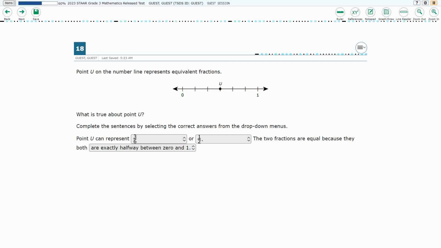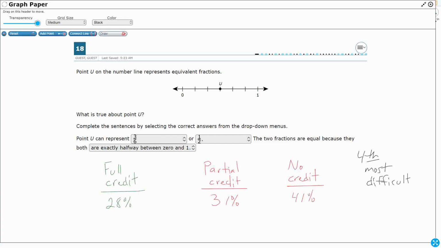Let's see how we did across the state of Texas. This one was tied for the fourth most difficult. You see, we barely got more than a quarter of our students getting full credit. That's our 2 points. They had to get all three correct in order to get that. Partial credit gets you 1 point. You had to get two out of the three correct. And then if you only got one out of three or 0 out of 3, you got 0 points.